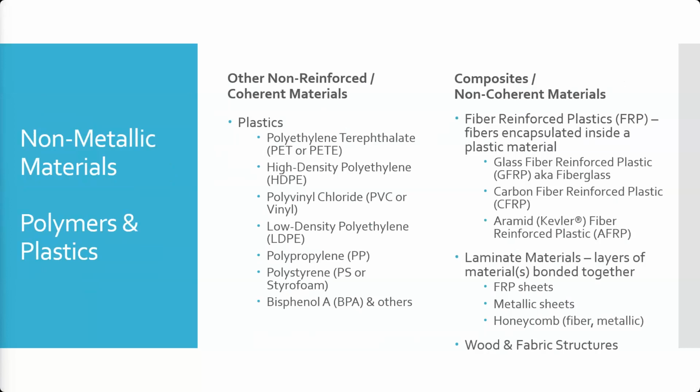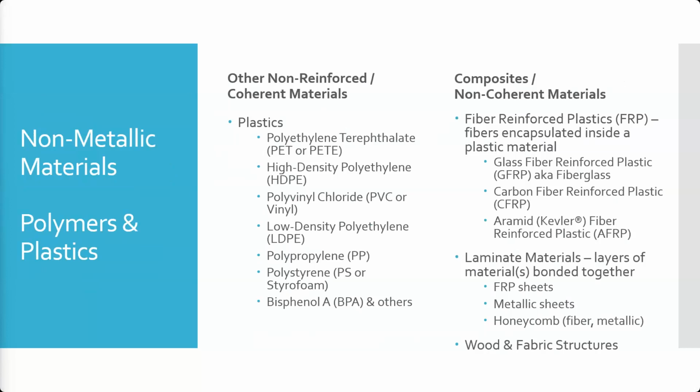That's going to act different than a non-homogeneous or non-coherent material like I was talking about earlier, where sound waves, for instance, are going to travel much differently through this homogeneous material than they are through a composite where there's a bunch of different materials next to each other, bumping up against each other. So your composites, non-coherent materials, generally speaking, the technical term we hear is FRP, fiber reinforced plastics, where the fibers are encapsulated inside a plastic material.